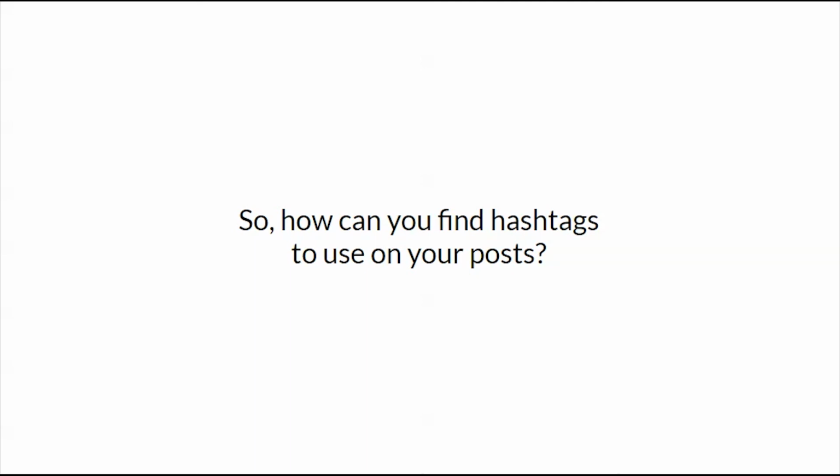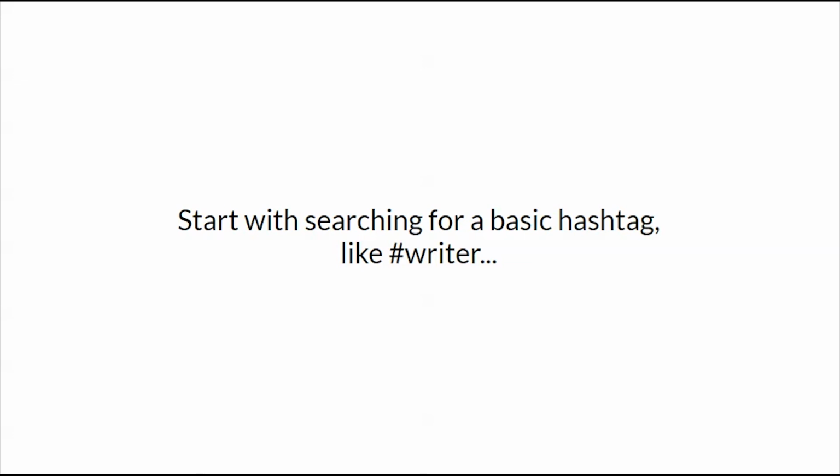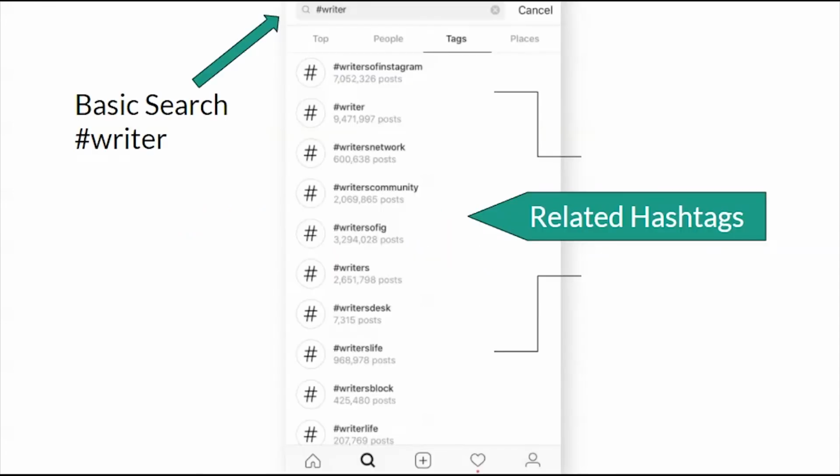So how can you find hashtags to use on your posts? I completely understand that lots of people don't know where to start, and it's really just a matter of search and experimentation. I would start with searching for a basic hashtag under the category you represent. So for you, that would be something like hashtag writer. So I would type hashtag writer into the search field, have that basic search, and then Instagram as a platform will actually pull for you a series of related hashtags. These are all hashtags you can pull from and use. Try another basic search and add on to your list, and so on and so forth until you feel that you've gotten a great base of hashtags to pull from.